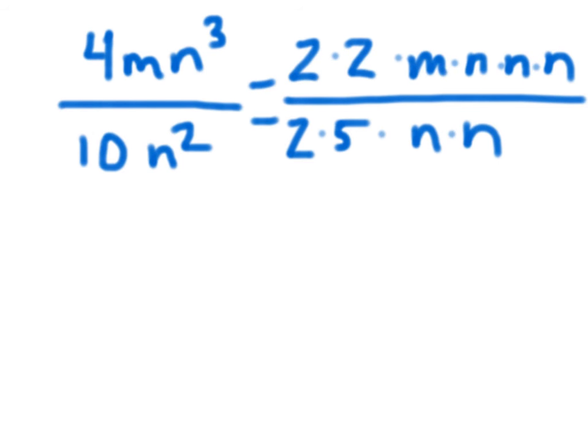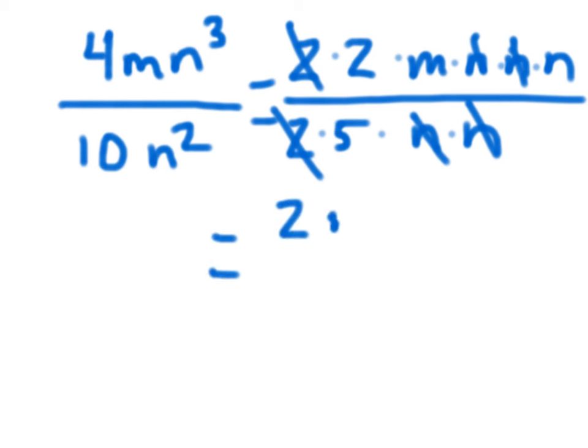Okay, I gave you a little time to think about it. Let's get rid of those common factors that we have left over. So those 2's need to go. Those n's need to go. Those n's need to go. So up on top, if we simplify it, we're left with 2mn over 5. Simplest form. There we go.